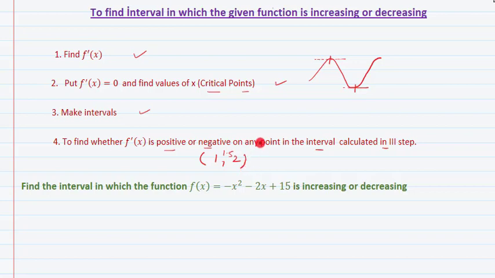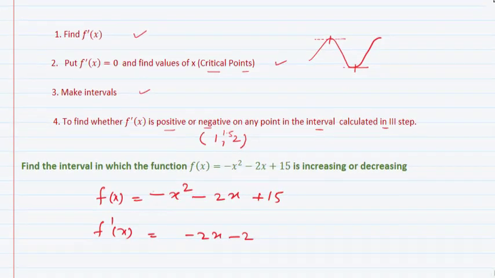So let us take some examples to know how to use these 4 steps in problems. Here is the example: find the interval in which the function f x equals minus x square minus 2x plus 15 is increasing or decreasing. So let us use these 4 steps. The given f x is minus x square minus 2x plus 15. Calculate f dash x, which is very simple to find out, and it is minus 2x minus 2.